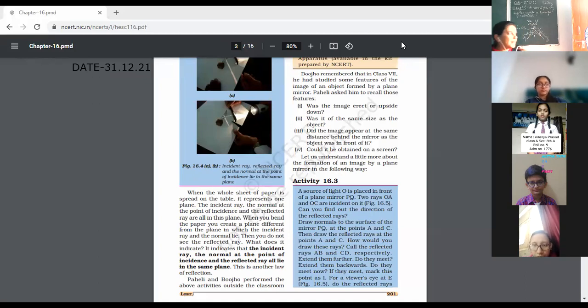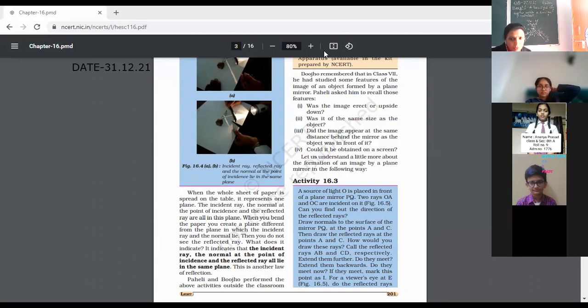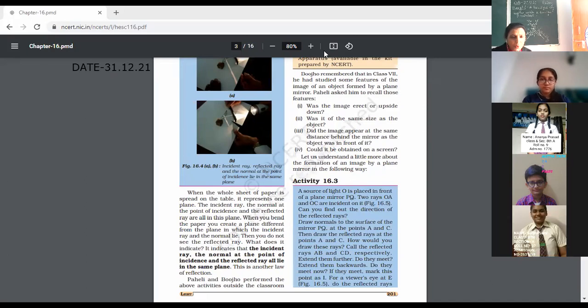So one thing more we have discussed earlier: what type of image is formed in a plane mirror? So let's recall. Tell me, raise your hand, who knows what type of image is formed in the plane mirror? Daily you stand in front of the mirror. What type of images are formed? Kindly let me know. Tell me quickly, Peter. Ma'am, the small virtual. Okay, first, virtual image is formed.